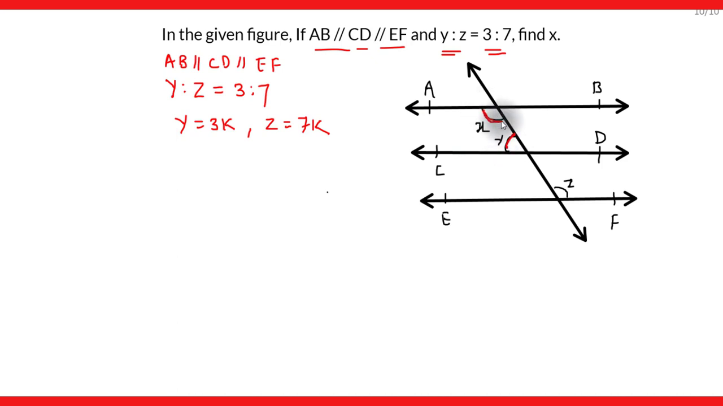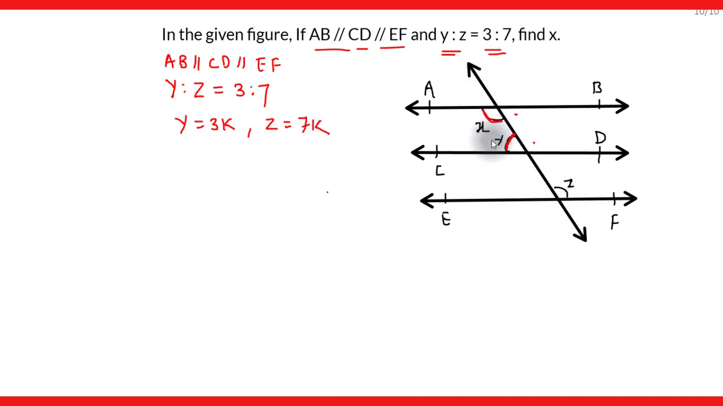Can anyone tell me what are these two angles? Yes, you are correct that the two angles are interior angles on the same side of the transversal. These are the interior angles. This is this angle, this angle, this angle and this angle. These are the interior angles, and these two angles are on the same side of the transversal.